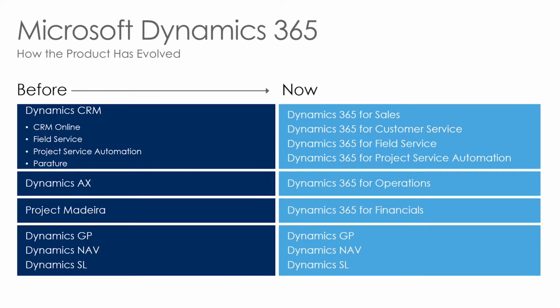So let's have a look on this slide at how the current product offer is moving to Dynamics. Today, before November 1st, CRM Online now became the sales and customer service applications. The add-ons of field service and project service are now dedicated applications. Dynamics AX became Operations. Project Madeira became Financials, and GP, NAV, and SL are untouched offers.